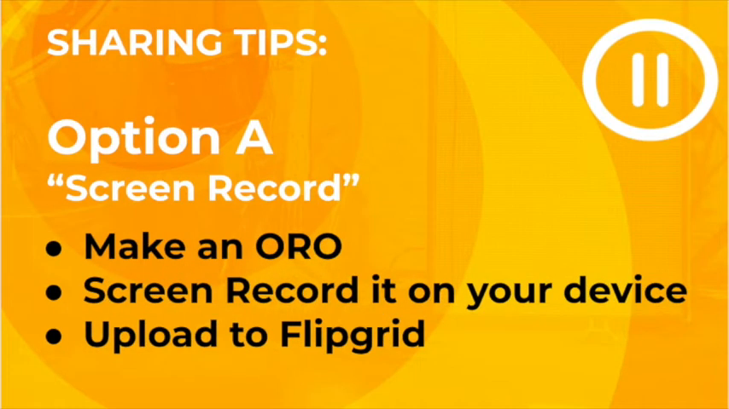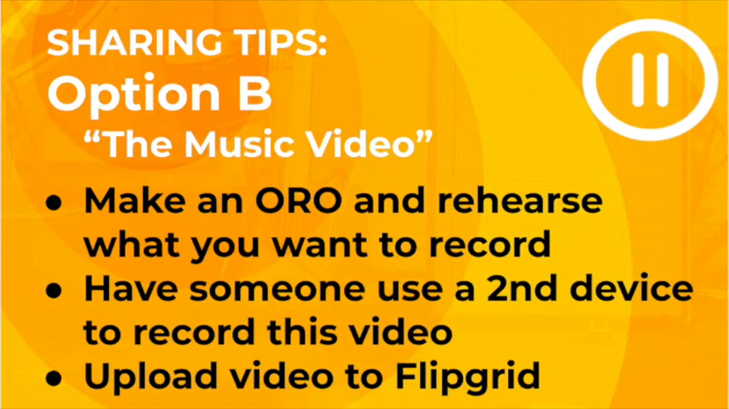Sharing option A is screen record. Make an ORO, use your device to screen record it, and then upload it to Flipgrid. Option B sharing is make an ORO and rehearse what you want to record, have someone else use a second device to record this video, and then upload that video to Flipgrid. Have fun!